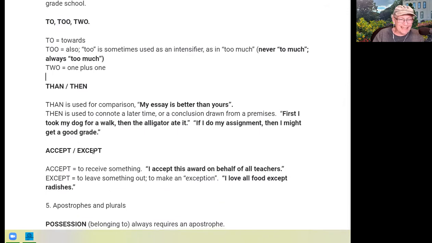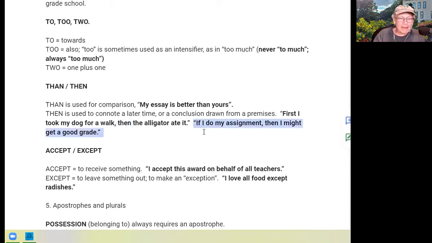Than and then. THAN is used for comparison. My essay is better than yours. THEN is used to connote a later time or a conclusion from a premise. First, I took my dog for a walk. Then, THEN, the alligator ate it. But if you were to say that alligator is bigger than the other one, you'd use THAN.